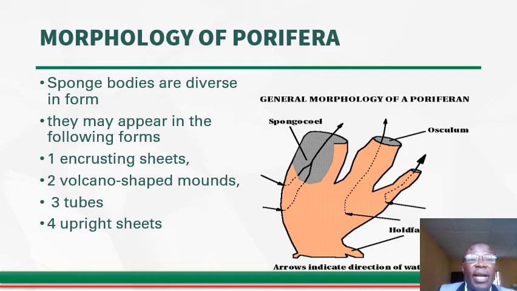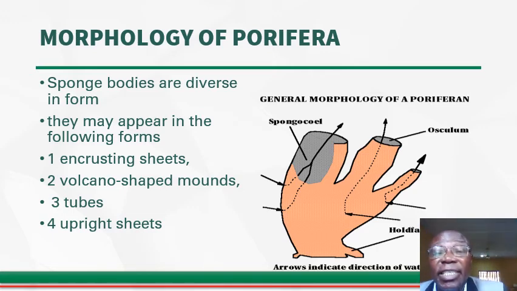The physical appearance, the morphology of Porifera. Their bodies are in diverse forms, and they may appear in different forms, which include encrusting sheets. They can look like a volcano-shaped mound. They appear in tubes, or they could also appear in upright sheets, as you can see.